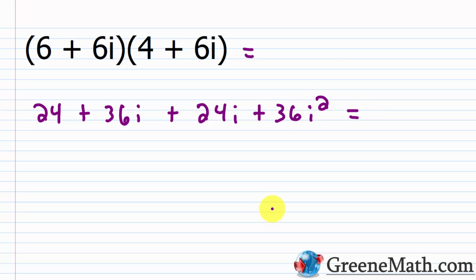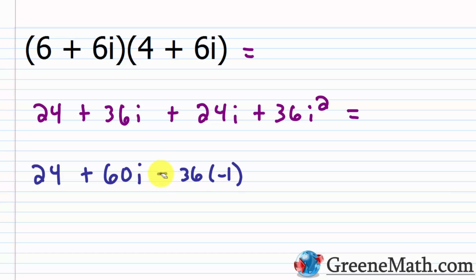Okay, so what can we combine? The 24, I can't do anything with that for right now. We'll be able to do that with something in a second. But for right now, nothing. 36i plus 24i. 36 plus 24 is 60. So this would be plus 60i. And then 36i squared. Remember, i squared is defined to be negative 1. So I can go ahead and say this is plus 36 times negative 1, which is basically minus 36. So I can erase this and put minus 36.